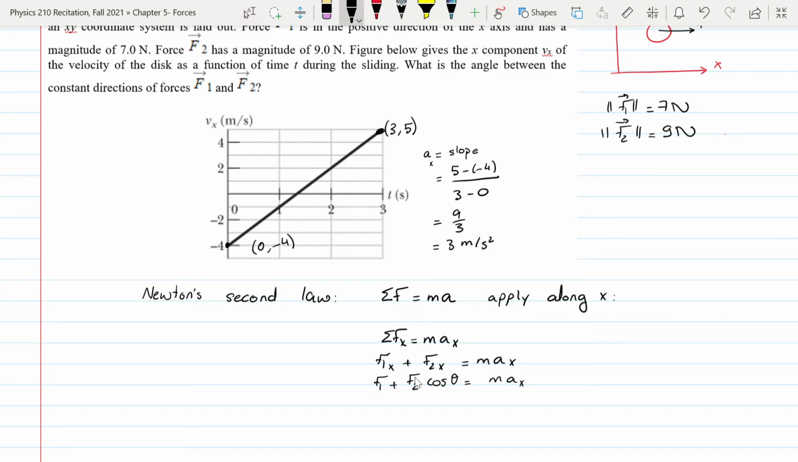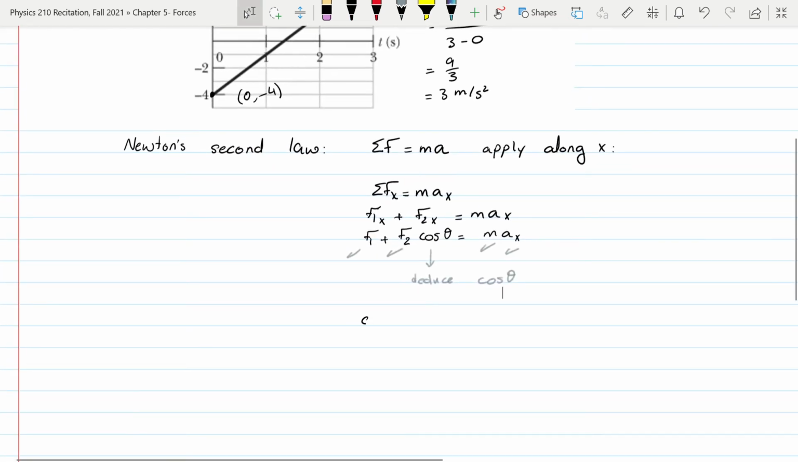So we got this equation, and if we check it, we can see that we are given all of the values of the different variables here. We are given the value of F1, F2, the mass, and the acceleration. So we can deduce cosine theta from this equation. So we can first rearrange this equation. Cosine theta is going to be m ax minus F1 over F2.